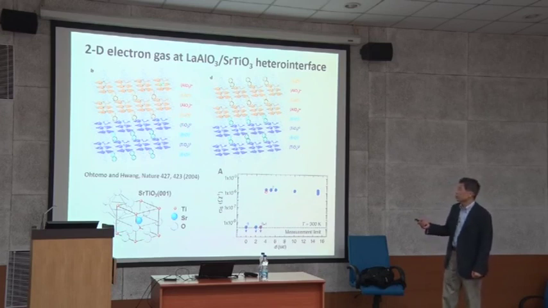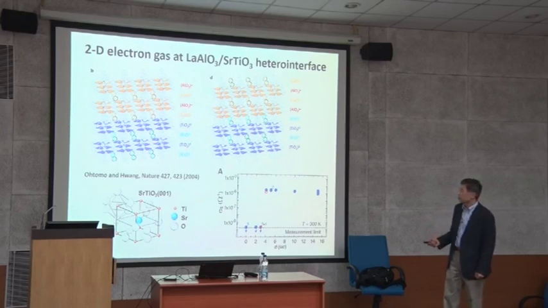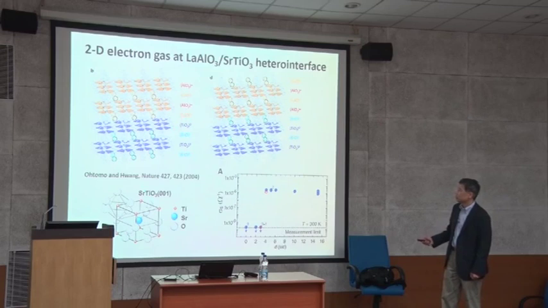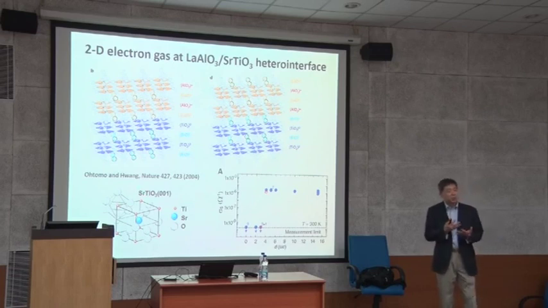When you grow this band insulator lanthanum aluminate on top of strontium titanate in a specific atomic configuration. So you grow here, start with the titanium oxide termination, okay, start with TiO2 termination, and zero means charge neutral. And then TiO2 is a B-site material. The next layer, the lanthanum aluminate, lanthanum is the A-site. So the stacking sequence of this perovskite always follows A-site, B-site, A-site, B-site, no matter whether it is a different material or the same material. You always follow the AB stacking sequence.